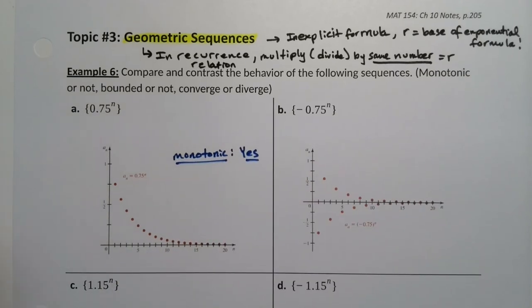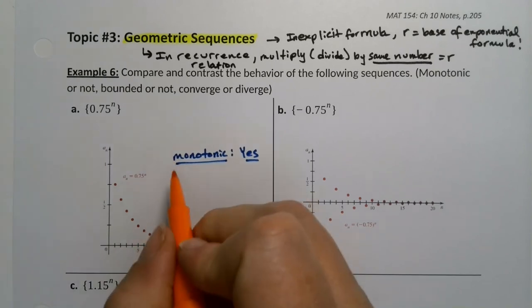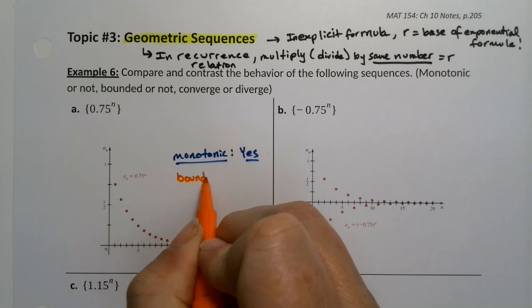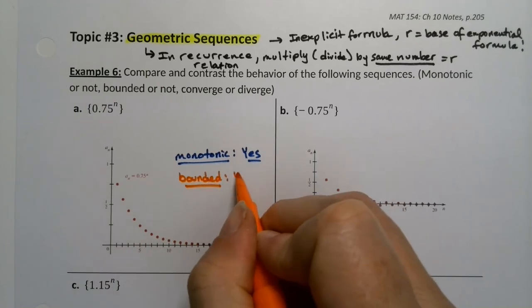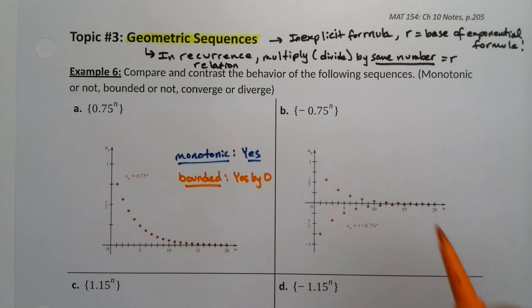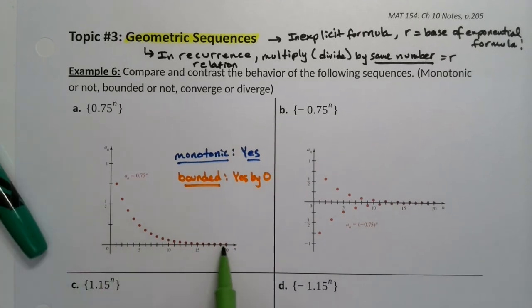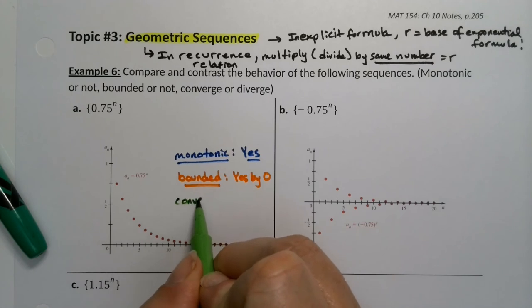Is it bounded? Yes, it is bounded. It's bounded on the bottom by 0, which is the only part that we care about, since it's decreasing. And therefore it's convergent, right? This converges to 0. You can see that sequence is getting closer and closer and closer to 0.